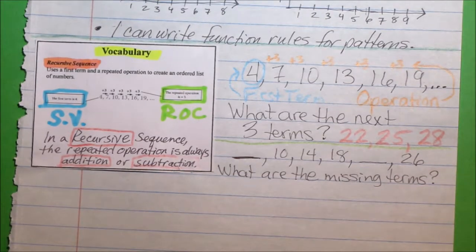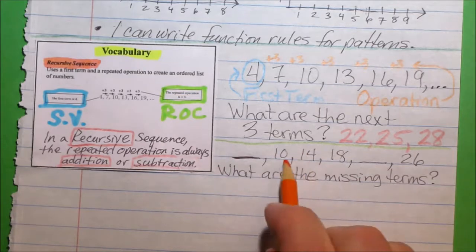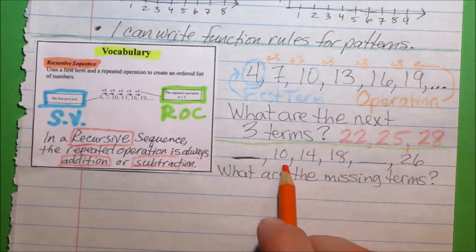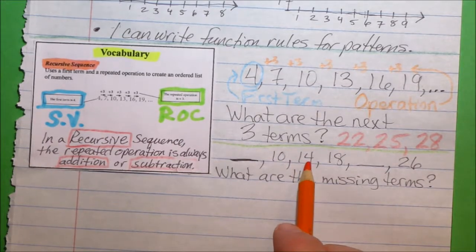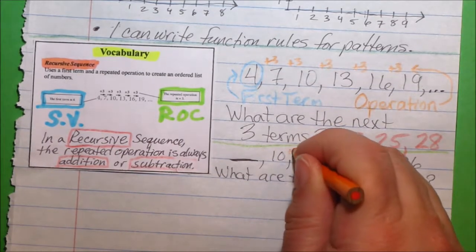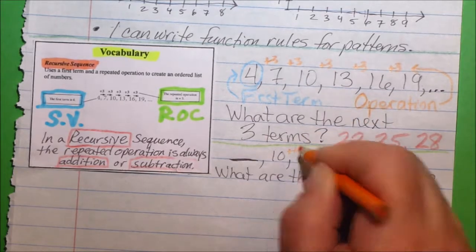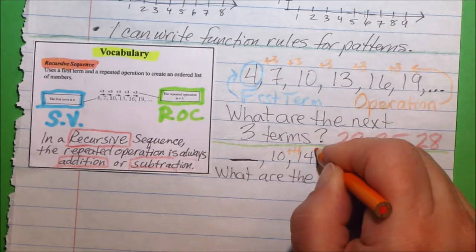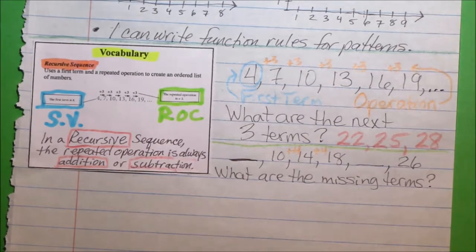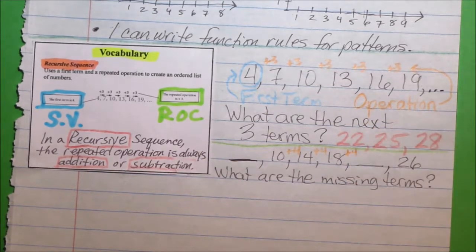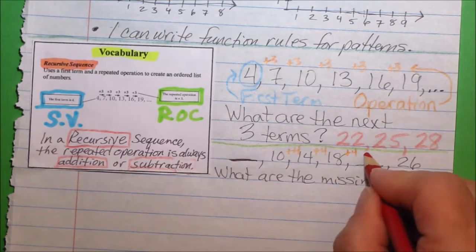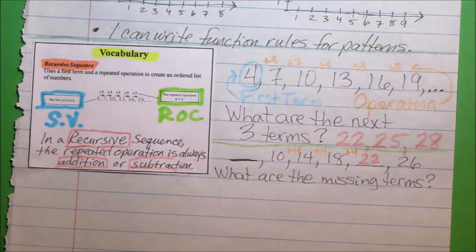Well, we've got to find out what the operation is, all right? So let's look between the numbers that we do have here. So from 10, 14 to 18, I can see it's increasing. From 10 to 14, it increases by 4. So I'm going to put in there a plus 4. From 14 to 18, it is increasing plus 4. So it's looking like my operation is plus 4. So I'm going to put plus 4 here as well. And then I know if I add 4 to 18, I get 22. So there's my missing term right there.